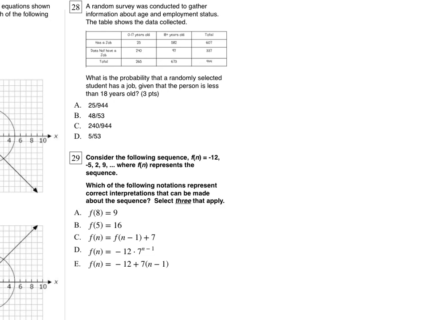All right, next up here, we'll do number 28. For this one, it says, what's the probability that a randomly selected student has a job given that the person is less than 18 years old? Whenever it has that "given" there, we're only looking at the people that are less than 18 years old. So our denominator is going to be the total there, which they already added up for us, is 265. And so the numerator then is the people that have a job, so it's going to be the 25 there. It looks like they went ahead and reduced that, so you can just do the same thing.